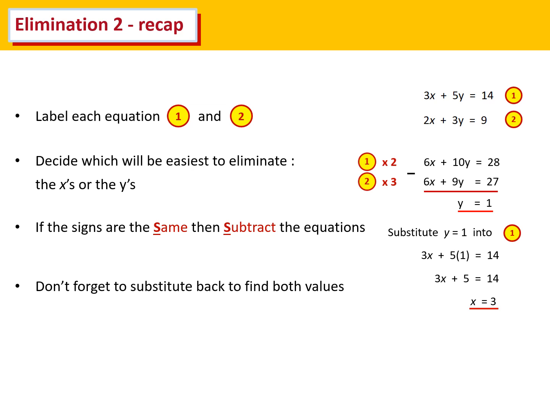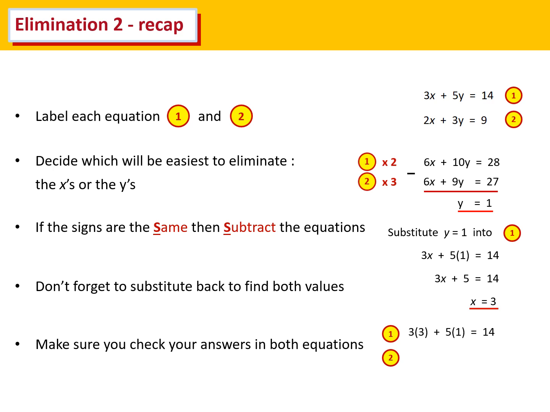I think I've got the right answer, but let's check, and you check by substituting both values back into the two equations. So you substitute x equals 3 and y equals 1 into the first equation, and you get 9 plus 5 equals 14. That's correct. And then you substitute x equals 3 and y equals 1 back into the second equation, and you get 6 plus 3 equals 9. And that's correct. You know you've got the right answer.